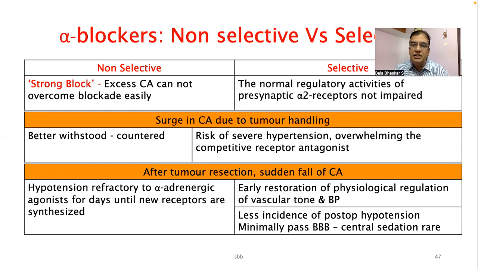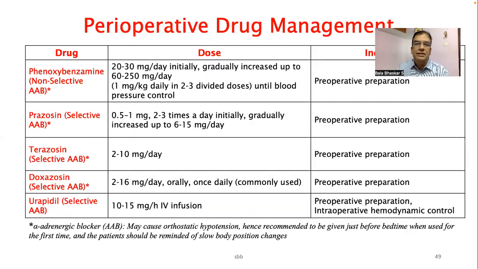After tumor resection, there is a sudden fall of catecholamines. In such a situation, if the patient is on non-selective drugs, hypotension refractory to alpha-adrenergic agonists can persist for days until new receptors are synthesized. Whereas with alpha-1 selective agents, we can have early restoration of physiological regulation of vascular tone and blood pressure for the patient, and there is less risk of post-op hypotension.